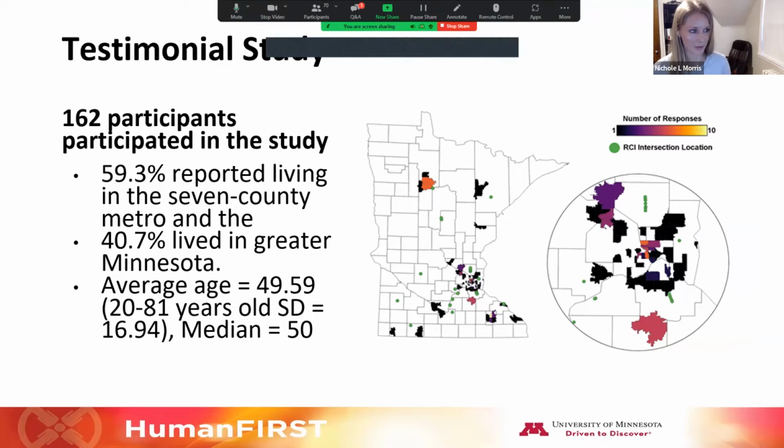You can see we had a nice hit there up in Brainerd, thanks to the Brainerd newspaper, who ran a story on this when I sent it out. So that got us a lot of hits from that area, which was really great.